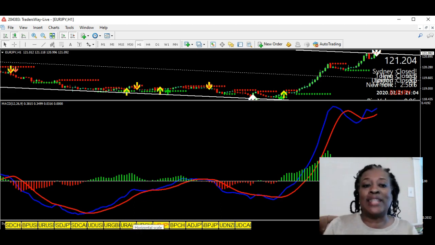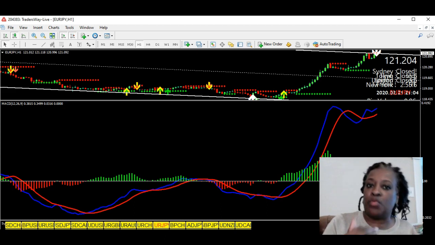Now, what I want you to understand with the MACD is that even if the moving averages are, say, below the 0 line, you're still going to have the interaction of price with the bears and the bulls.